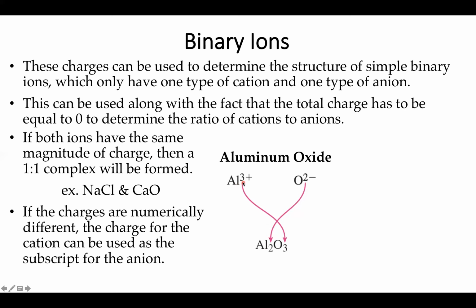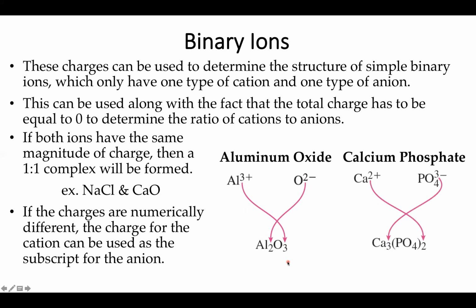So aluminum has a plus 3 charge. Oxygen has a minus 2. So if I've got 2 aluminums, I'll have a positive 6 charge. And if I've got 3 oxygens, I have a negative 6. And by switching the charges for the subscript of the other species, I guaranteed that the charge of aluminum is canceled by the charge of oxygen.